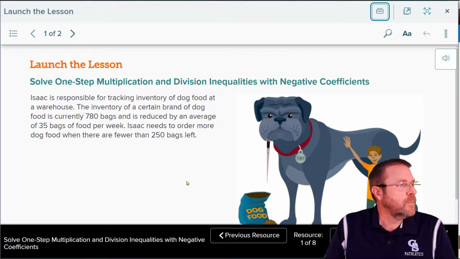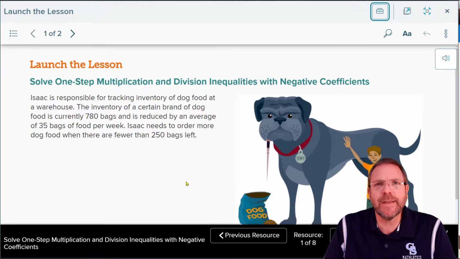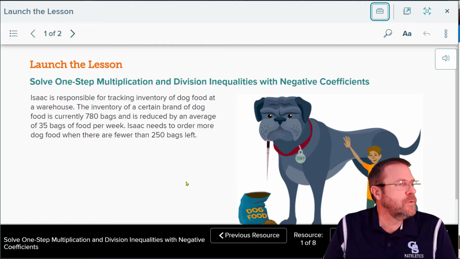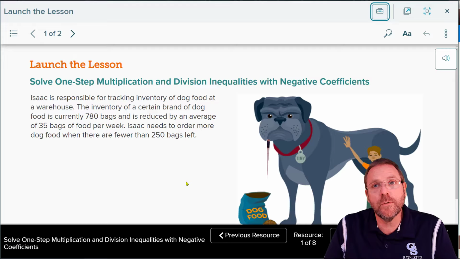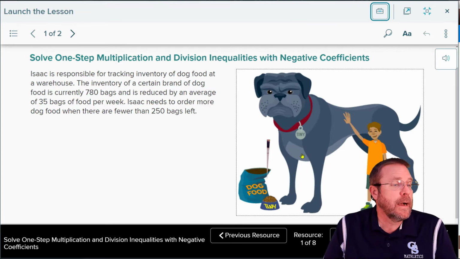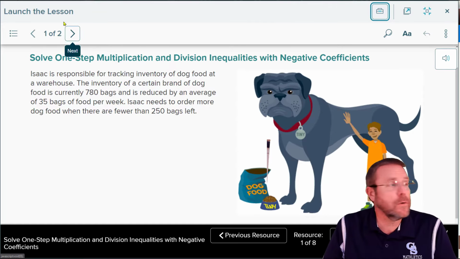Isaac is responsible for tracking the inventory of dog food at a warehouse. The inventory of a certain brand of dog food is currently 780 bags and is reduced by an average of 35 bags of food per week. Isaac needs to order more dog food when there are fewer than 250 bags left. Isaac has a very big dog.